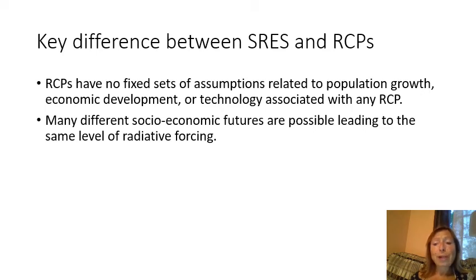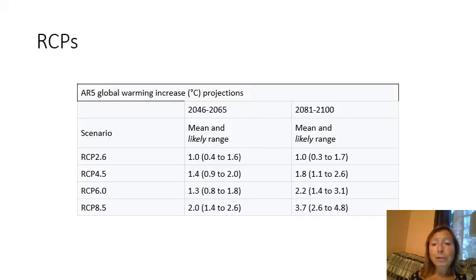So we're going to look at the similarity of RCP 8.5 and SRES A1FI. We can arrive at the same futures through different combinations of those anthropogenic forcings. Here are some examples of the representative concentration pathways that are explored in the Fifth Assessment Report of the IPCC. They're listed from the best case scenarios to the worst case scenarios of the world, with the projections of global warming by the middle of the century and by the end of the century.